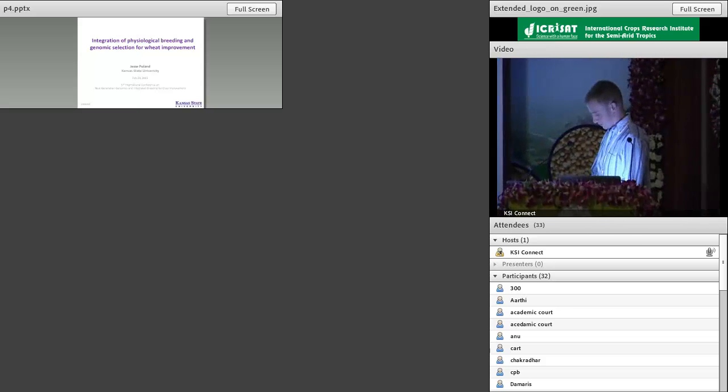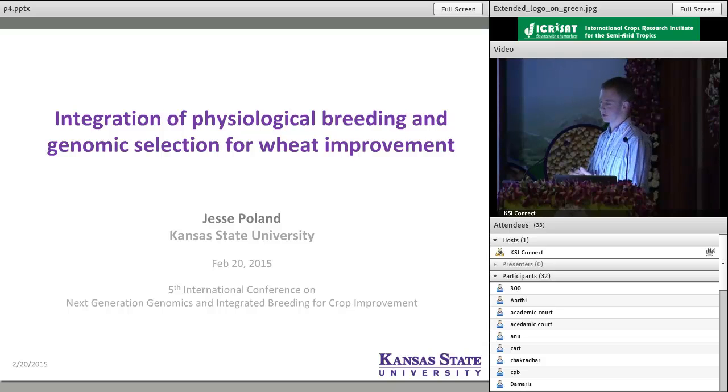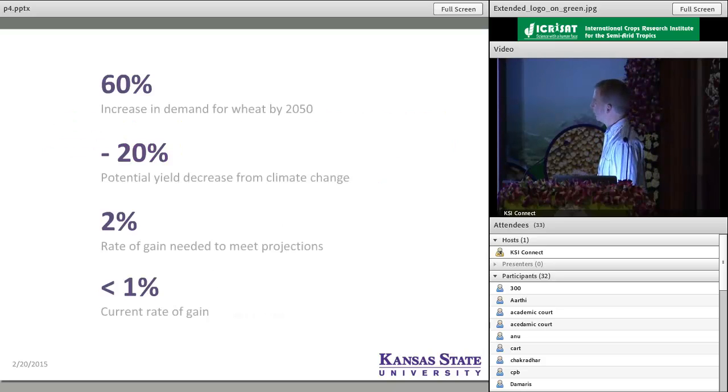So, we're talking here in the context of crop improvement and thinking about wheat, with an expected 60% increase in demand within the coming decades. There are estimates that if we don't do anything, with current practices and current varieties, climate change gives us a major yield decrease. Put these numbers together, and you need a rate of gain at or above 2% per year. If you look at most programs in most regions of the world, the current rate of gain is less than 1%. So clearly there's a lot that needs to happen to shift from 1% to 2%, basically doubling our rate of gain per year.